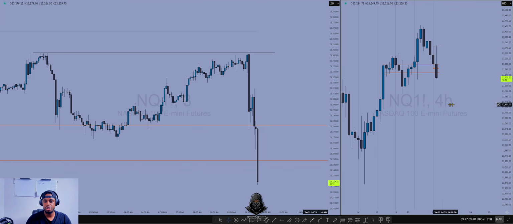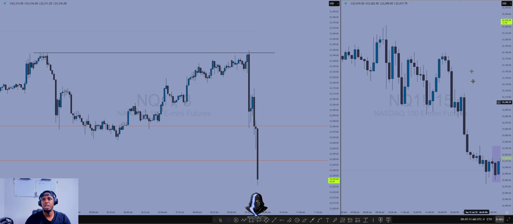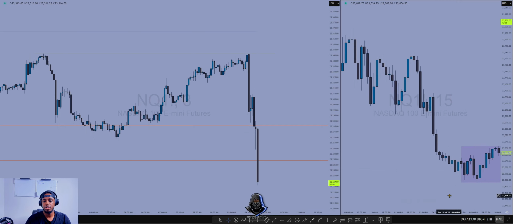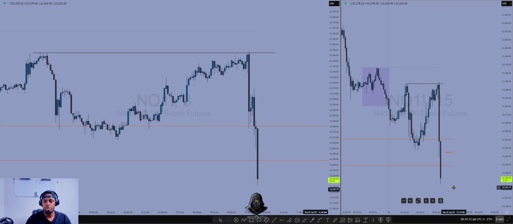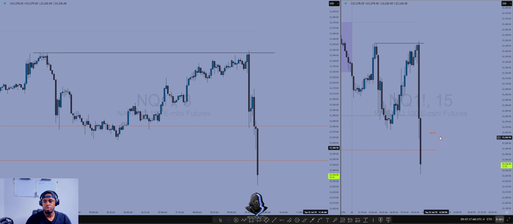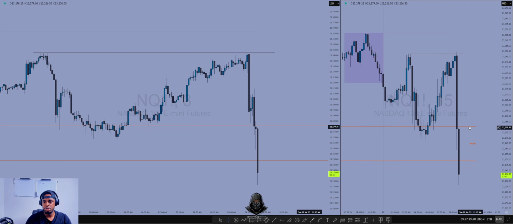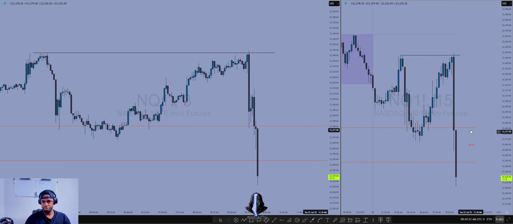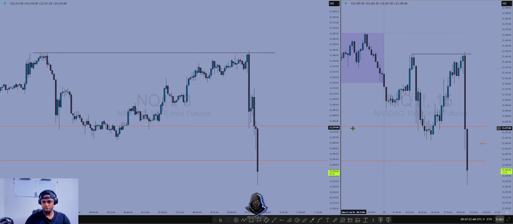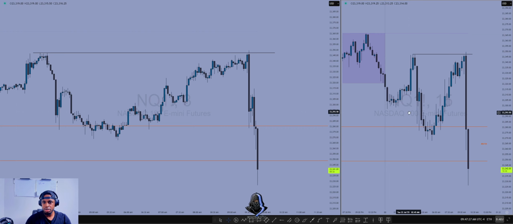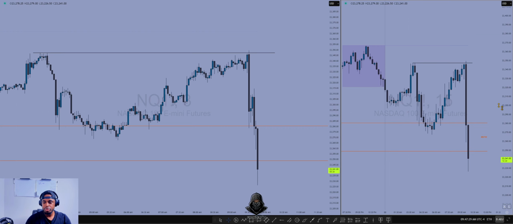So let that push to the downside. Let that fade out. I want to keep Asian range. Okay, you still see it. Literally went to the high, tapped it, and then pushed to the downside.